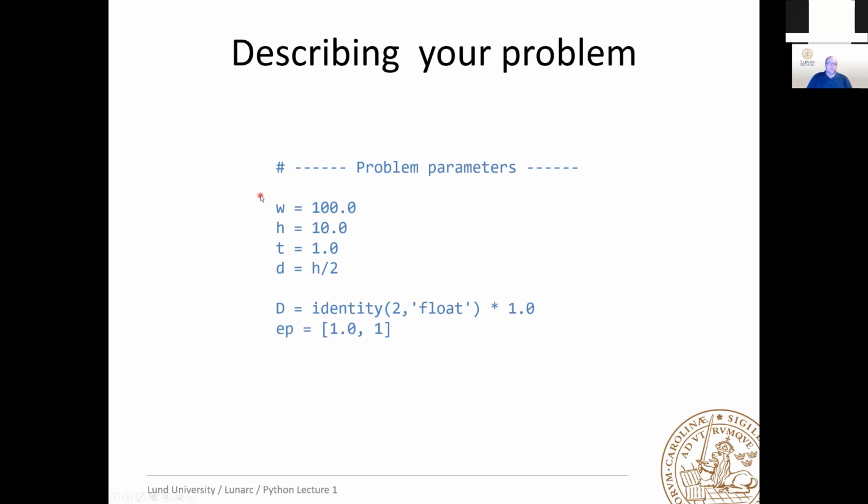And then first we set up our problem parameters. So we have W, H, T, and D here. It's 100 meters wide, 10 meters high, and we have a thickness of 1, and then the depth is half the height here. We create an identity matrix here, D. We don't specify any values here, but this is just illustrating.